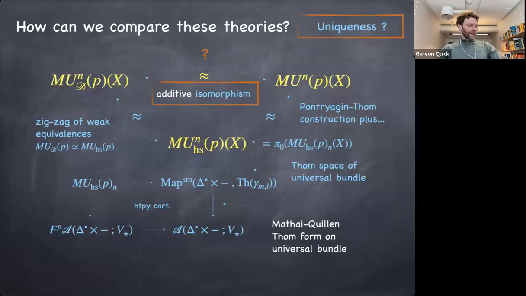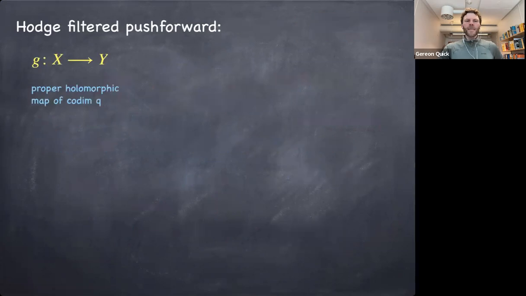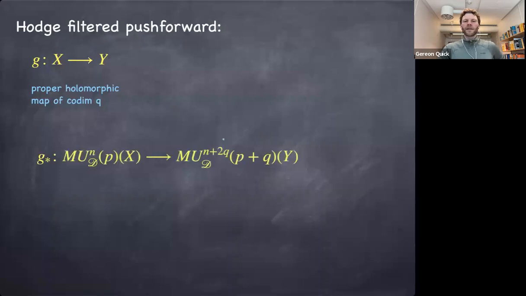Okay, now in the remaining 2 minutes, I'm a little bit slower than I wanted, so I'm going to hurry up. I'm going to tell you why this is helpful in order to define a push forward. Let's assume now we have a proper holomorphic map of codimension Q, and then we would like to define a push forward, a map from the Hodge filtered cobordism of X to Y. And the Q shows up here in the formula in two ways. Once in the cohomological degree, but also in the twist. Once with a factor 2 and once without.